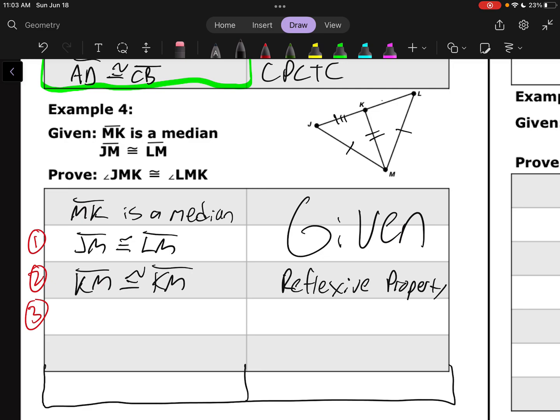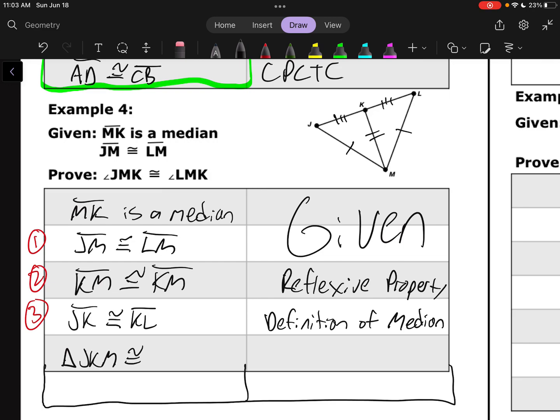The median splits an opposite side in half. So JK is congruent to KL because definition of median. That gives us our three congruent things. So now I can say triangle JKM is congruent to triangle, if I did JKM, I got to do LKM.